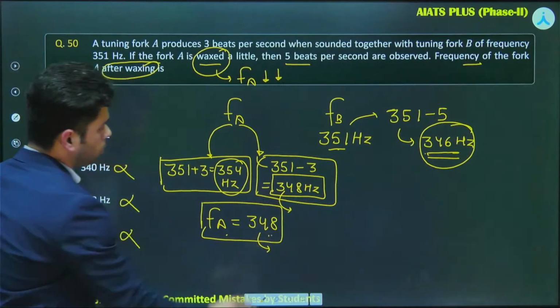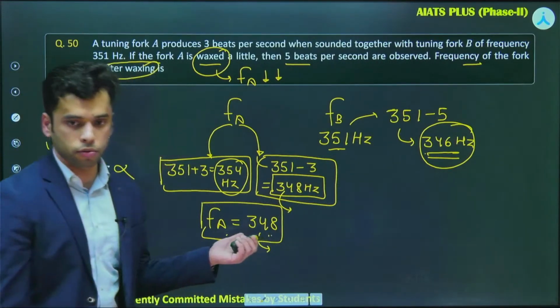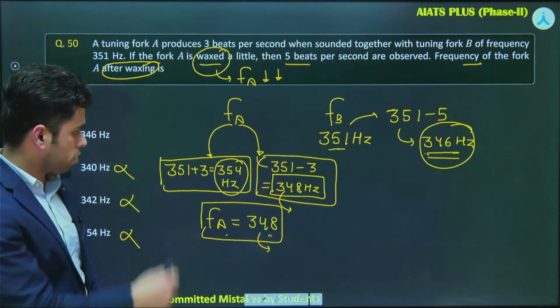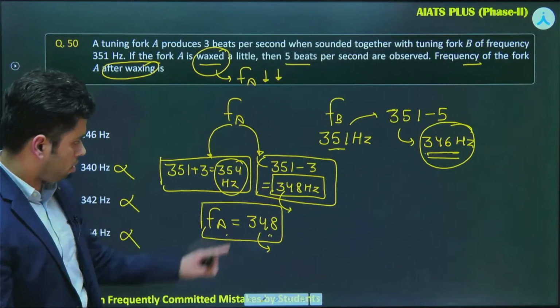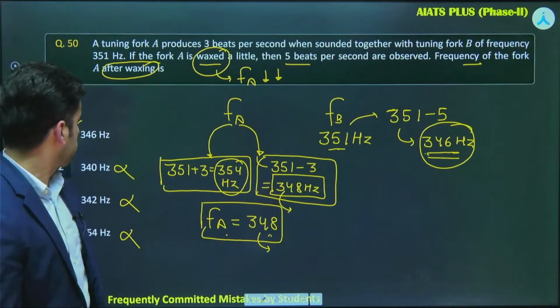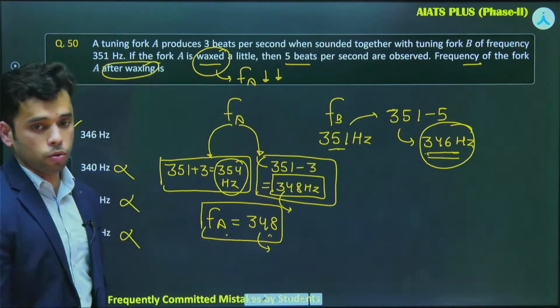They are not even keeping the option as 348 hertz. So many students would have got tricked if I kept this option as one of the options. So obviously 348 hertz is the frequency of tuning fork A before waxing. I hope this concept is clear to you now.